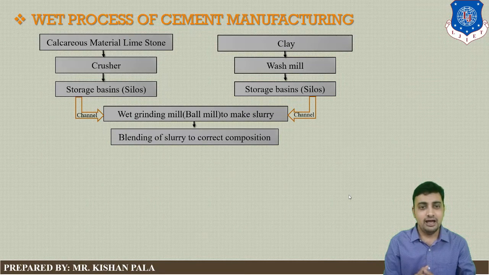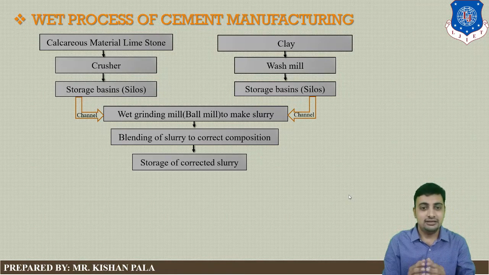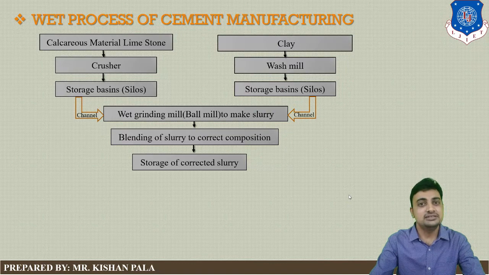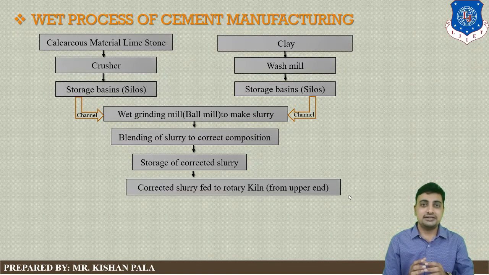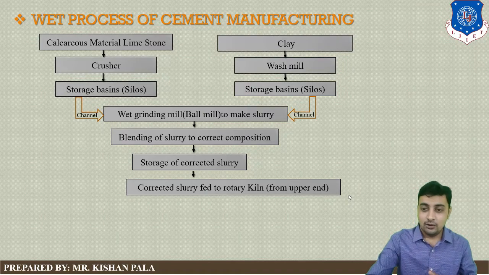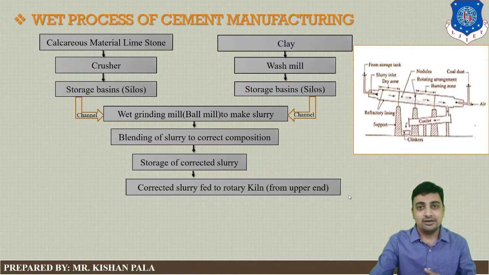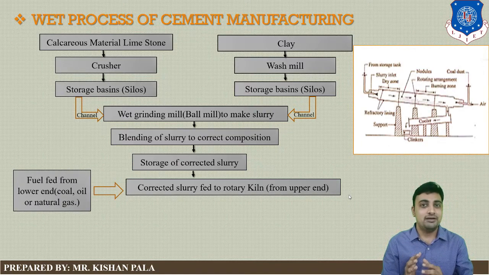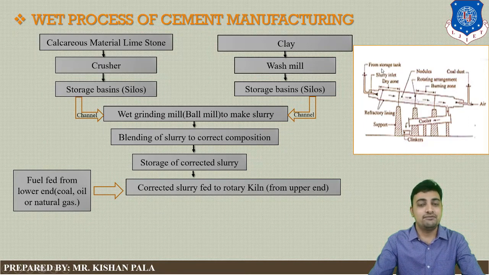Then the proportion is corrected with chemical adjustment of these particles, and the corrected slurry is stored. This corrected slurry is allowed to fall into the rotary kiln. The rotary kiln is an important part of the cement manufacturing process. You can see in the photo that the rotary kiln has different types of zones. You can see here the dry zone, burning zone and cooler zone.